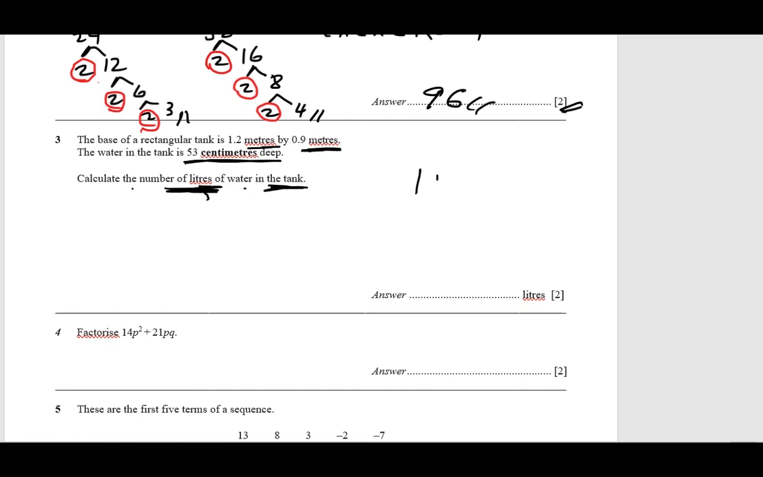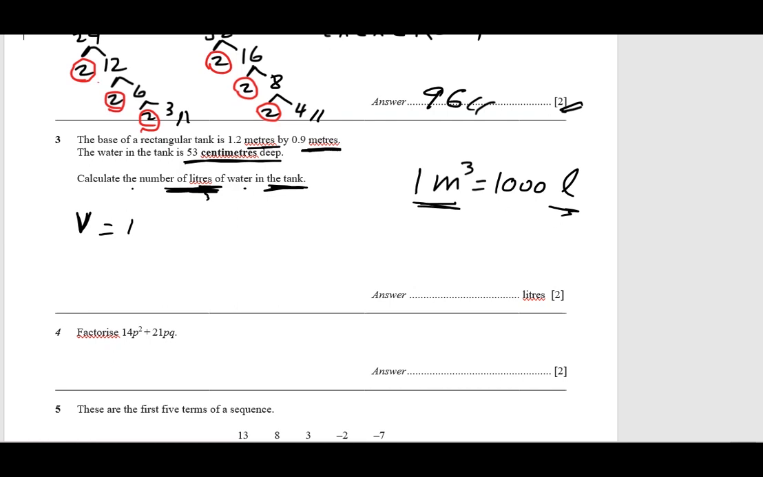So you know that 1 meter cube is equal to 1,000 liters. To start to solve this question, he needs the volume. The volume is equal to the base area multiplied by the height. We will use meter cube and we change it at the end to liters.